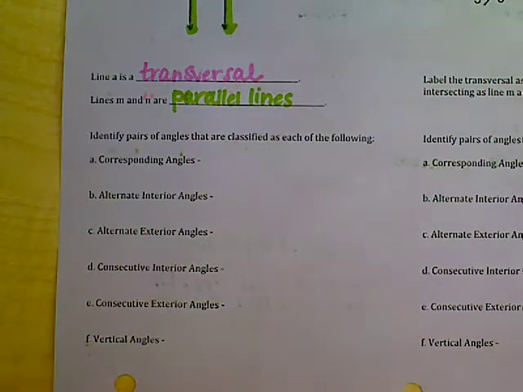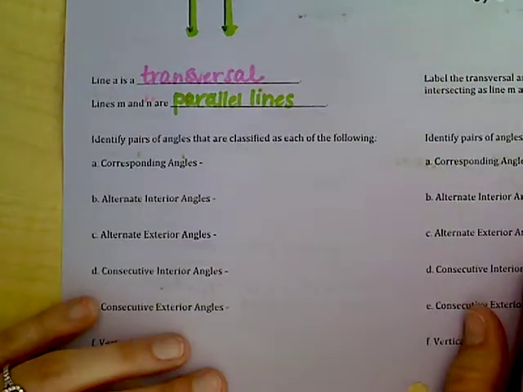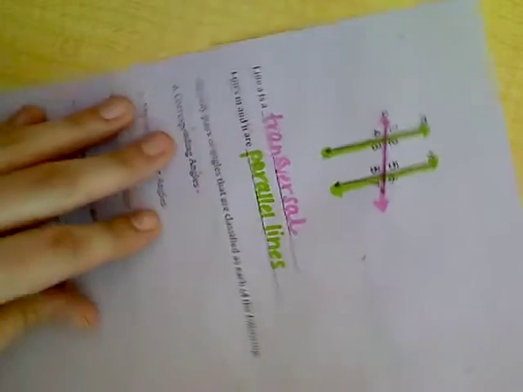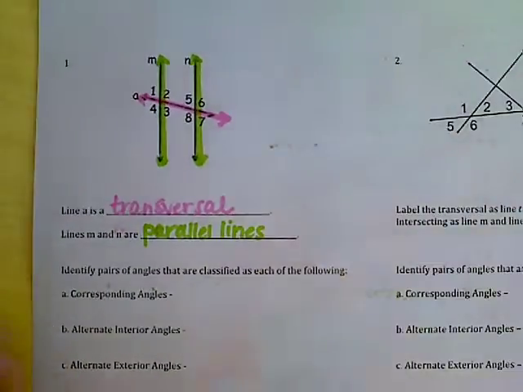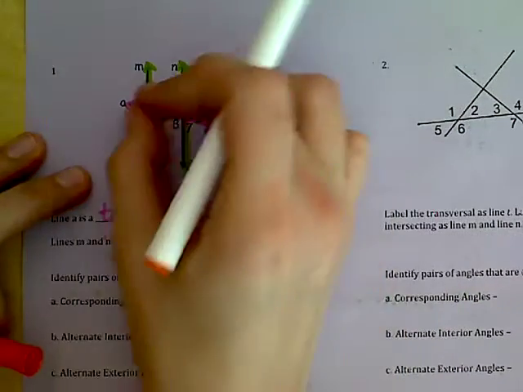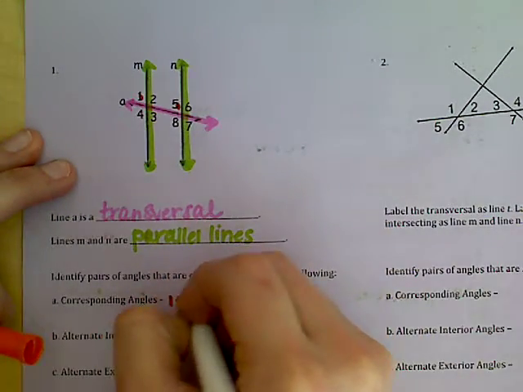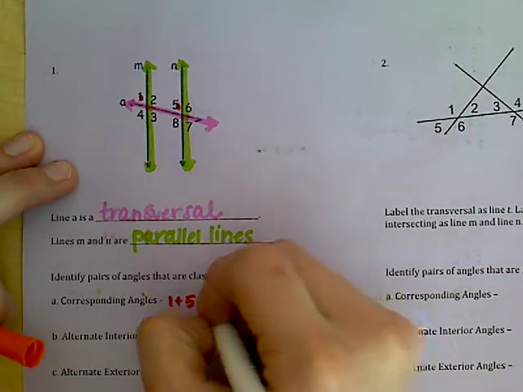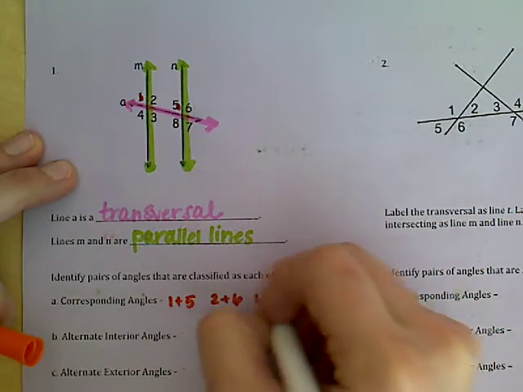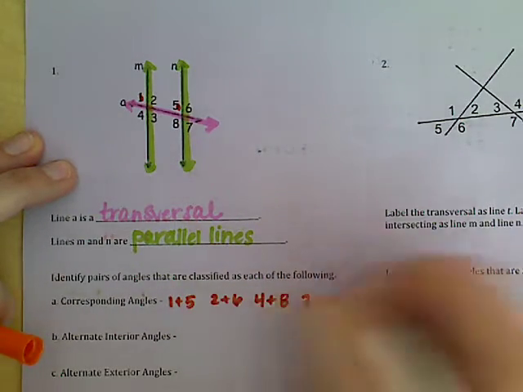All right, looking at the answers here, the picture is sideways, so it makes it a little bit more difficult. If you need to turn your paper, you can, if it's easier to look at it that way. When I look for corresponding angles, I'm looking for matching positions. So I see ones like 1 and 5. If I picked up angle 1 and I slid it, it would sit right on top of angle 5. Another would be 2 and 6, 4 and 8, 3 and 7.